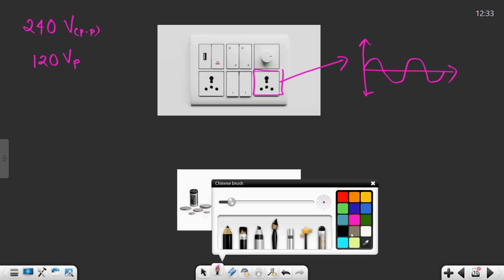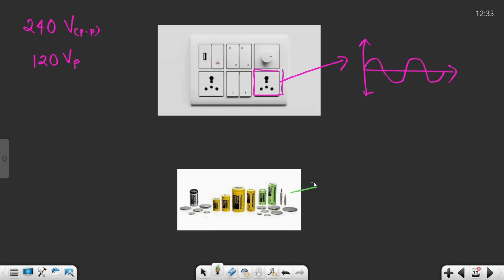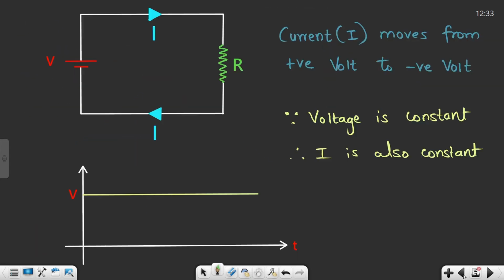Whereas if you see the coin cell, or maybe the batteries, what do they provide? They provide DC voltage or a DC source. Okay, they provide DC voltage. That means they are responsible for providing a constant voltage, as we saw over here.